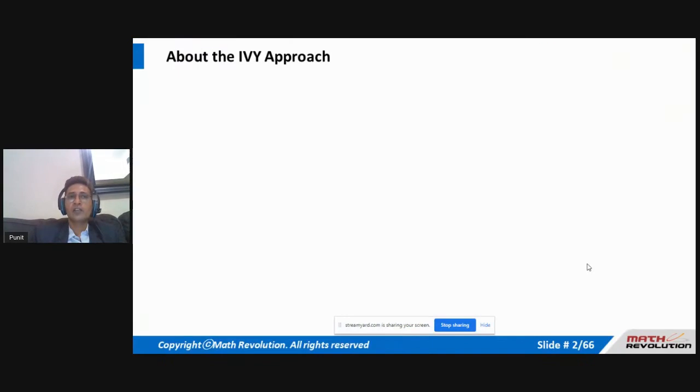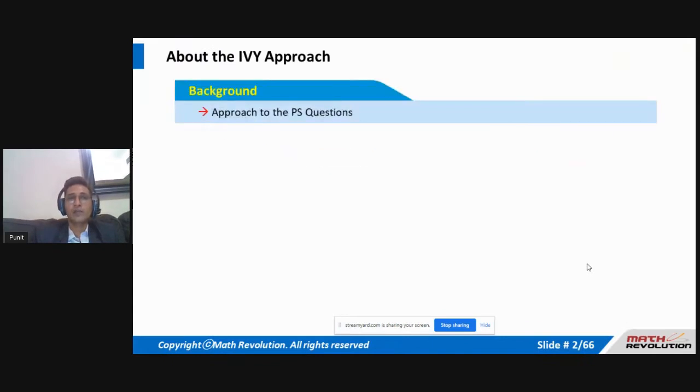Our agenda: we'll be talking about the IV approach. What exactly is the IV approach, where does it start from, and how does it look? And what are PS questions all about, and how do they look? Everyone generally knows that there are five options to the questions, and it is pretty easy to solve a question and then mark the answer. So that is where we start.